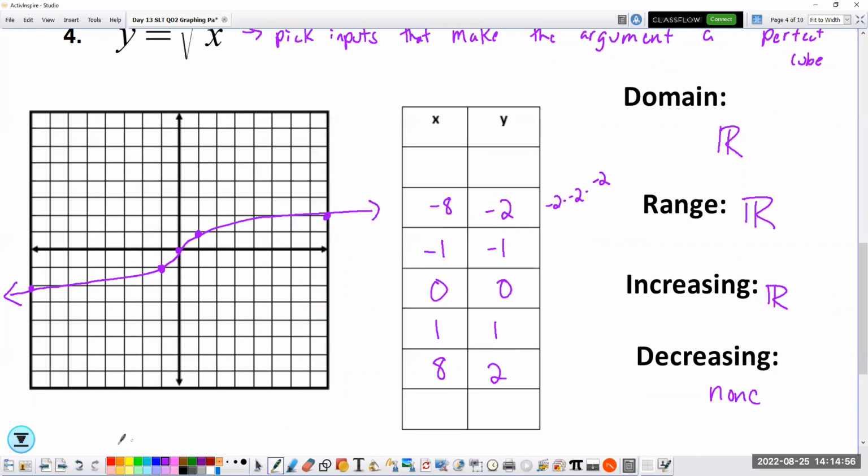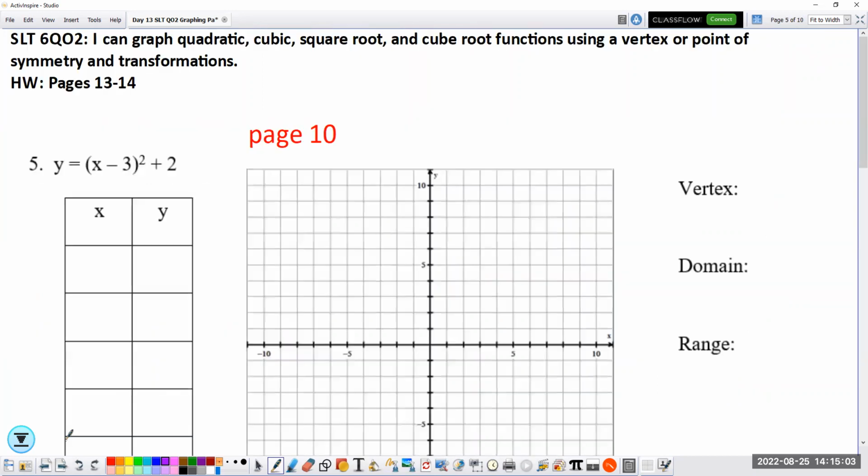Now that we've looked at the four parent functions, let's start to use our knowledge of the parent functions and our knowledge of transformations to graph some transformations. So before you even start anything, I want you to pause the video and think, what transformations are being applied to the parent function and what is the parent function?